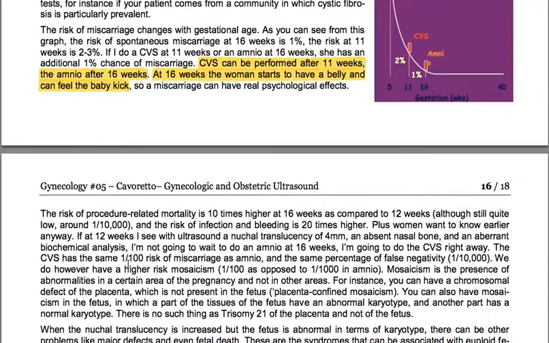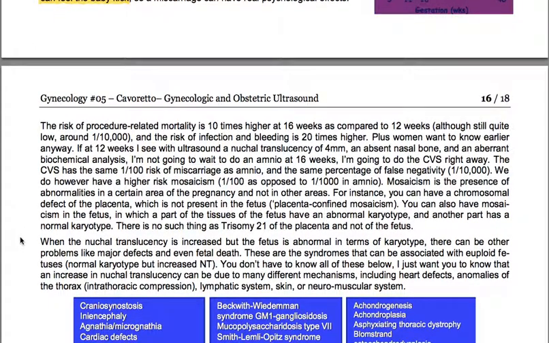The risk of procedure-related mortality is 10 times higher at 16 weeks as compared to 12 weeks, although still quite low, around 1 over 10,000. And the risk of infection and bleeding is 20 times higher. Plus, women want to know earlier anyway. If at 12 weeks I see with ultrasound a nuchal translucency of 4 mm, an absent nasal bone, and an aberrant biochemical analysis, I'm not going to wait to do an amnio at 16 weeks. I'm going to do the chorionic villus sampling right away.